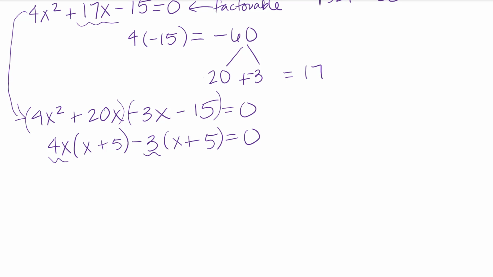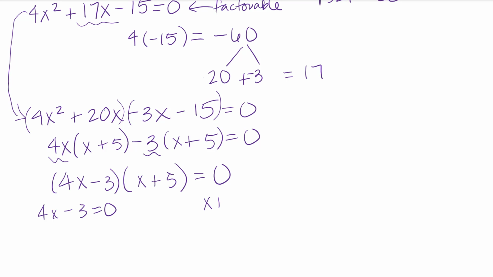Pull these GCFs together. You have 4x minus 3 and then you have x plus 5, which is the common factor in both. Set each one equal to 0. 4x minus 3 equals 0. x plus 5 equals 0. So we have x is equal to negative 5, and x is equal to, after you add 3 and divide by 4, positive 3/4. So what you want to do is check each one.